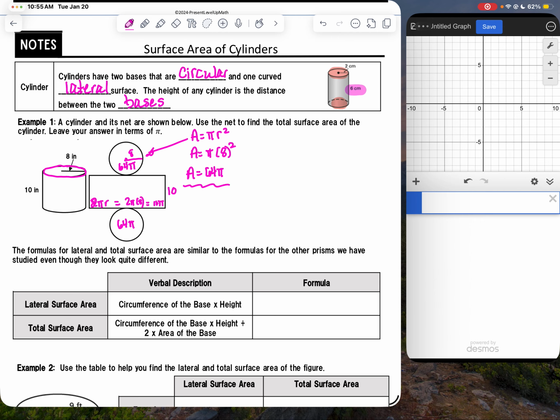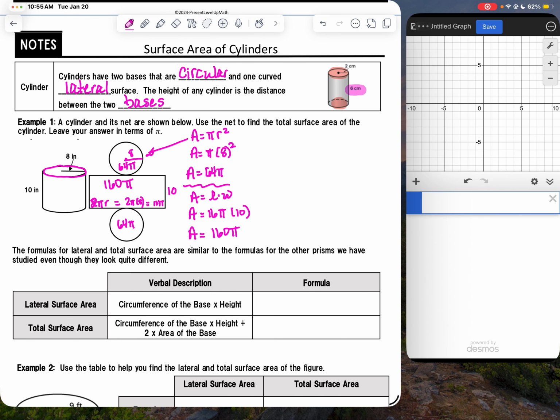So I've got the area of the circle. Now let's get the area of the rectangle, which is just length times width. So this would be area equals 16 pi times the 10. So the area of the rectangle would be 160 pi. So I'm going to label that right here.